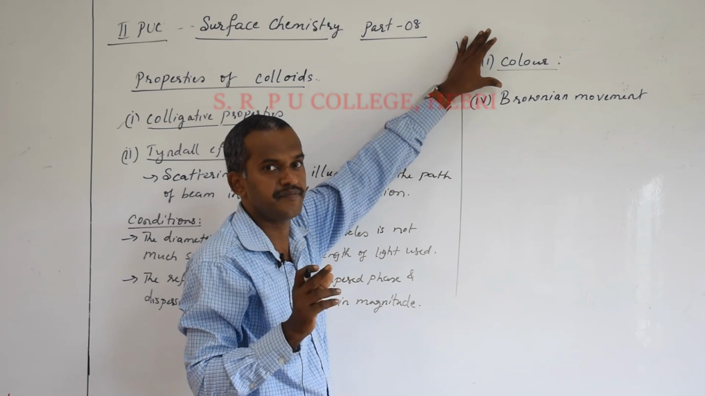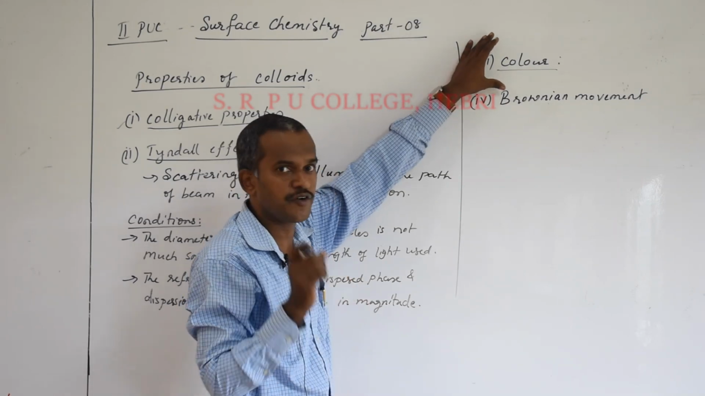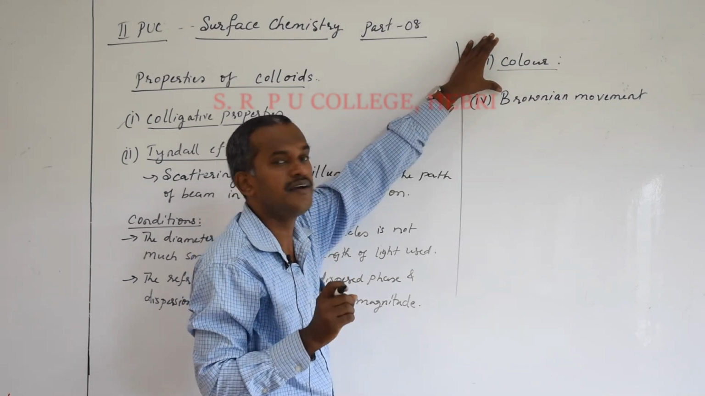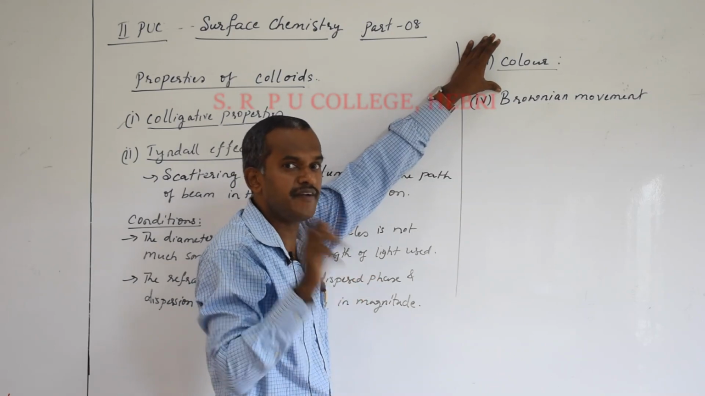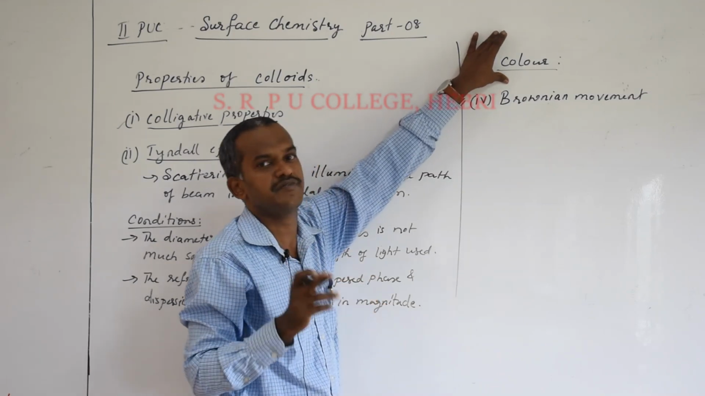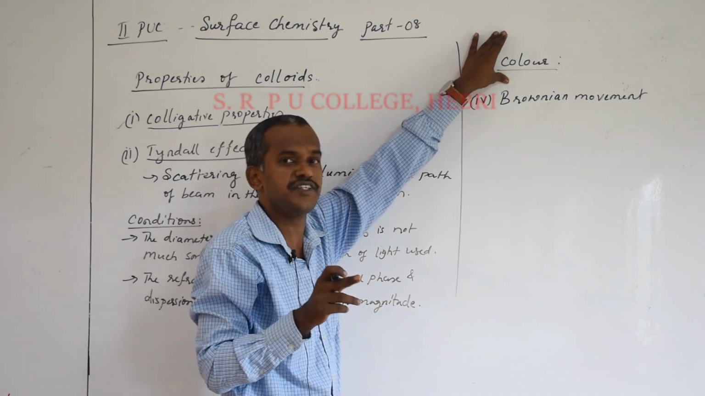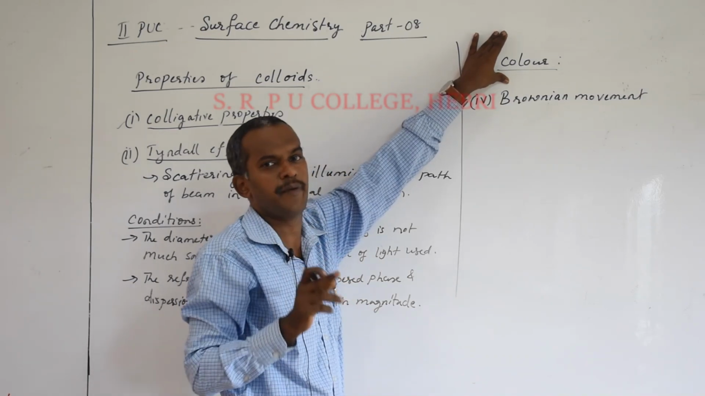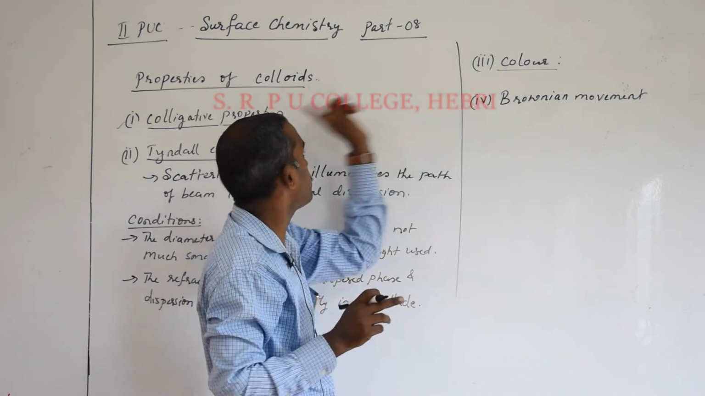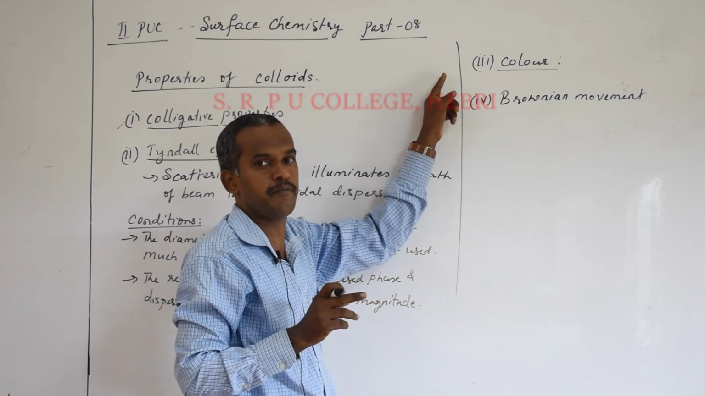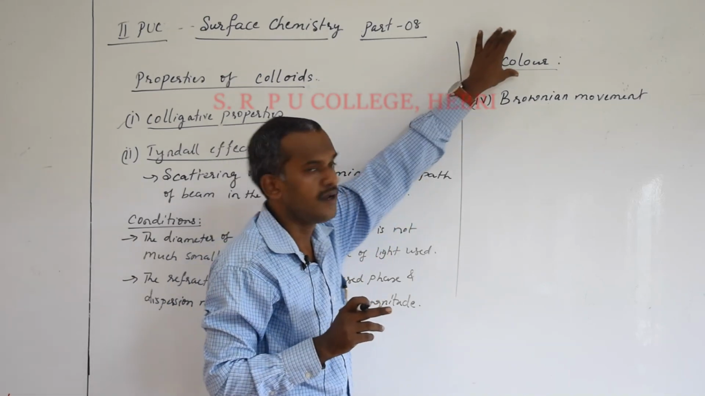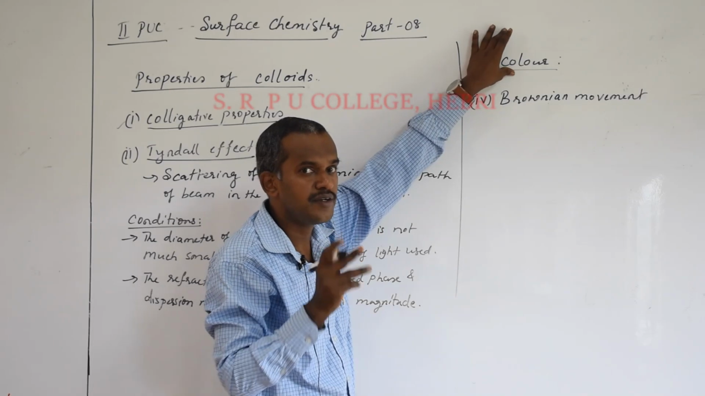Try to understand. The wavelength of the light that is focused on it decides the color, and in turn that wavelength of the light is also decided by the size of the particle. Not only the size of the particle, the nature of the particles also. So it is quite opposite to that of colligative property. You must remember this: the color of a colloid depends on three factors.